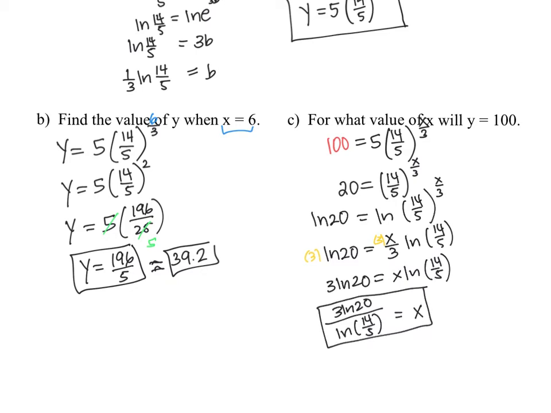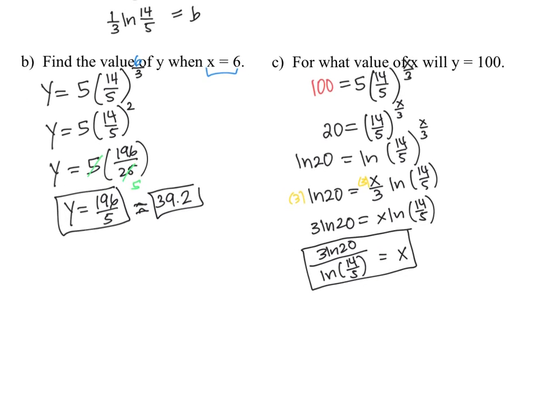I could expand a log on the bottom, but I don't know that it makes it any simpler. If you chose to do log base 14 over 5, then you would probably have 3 times the log base 14 over 5 of 20, and that's equally correct.